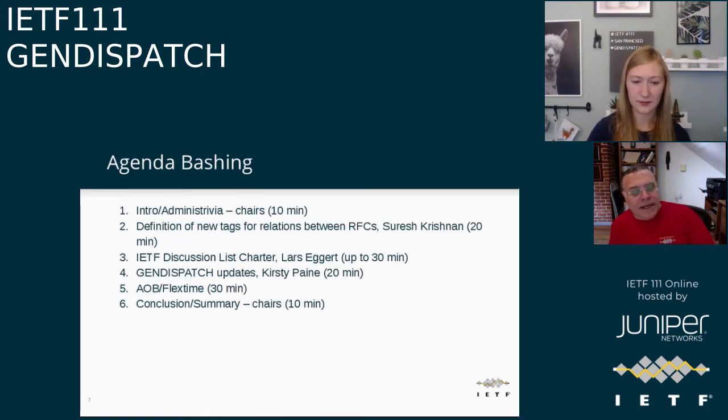So here's our agenda for the day. We have this bit, which we are doing right now. Suresh is going to present updated work that he's done on the new tags relations between RFCs. Then Lars is going to talk to the proposals that he mentioned on the list regarding updates for BCP 45, regarding the IETF list. Kirsty's going to take over and talk about the working group status and what we might do with regard to updates to our charter if needed, or the work that we're doing. And then we'll have some time for all other business and conclusions by the chairs, should any be necessary. Next slide. Well, actually, does anybody want to bash that agenda, I guess is a question.